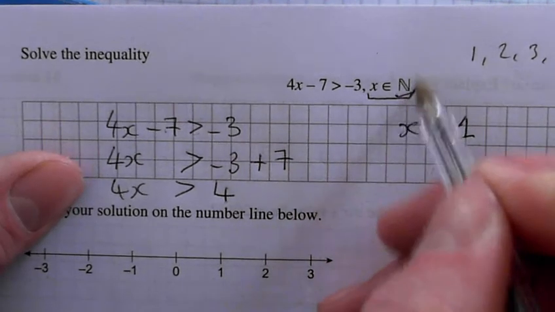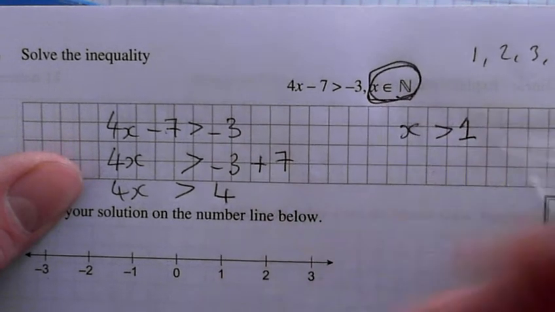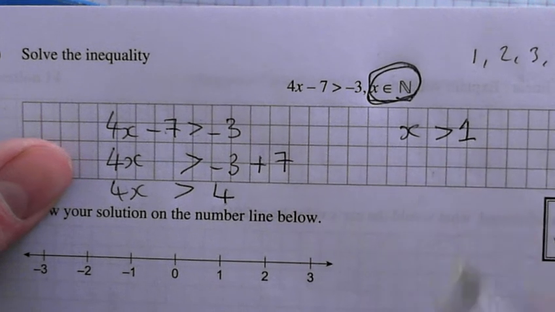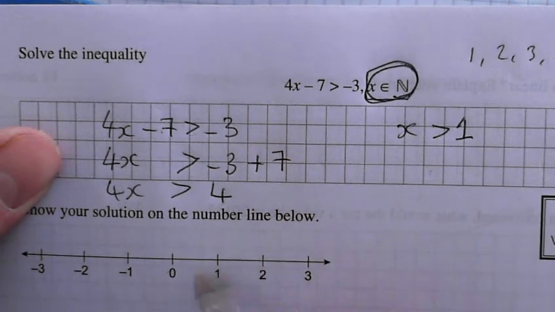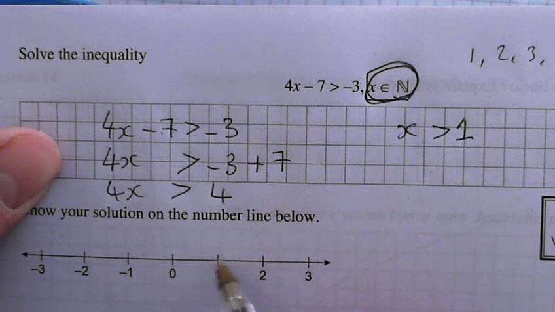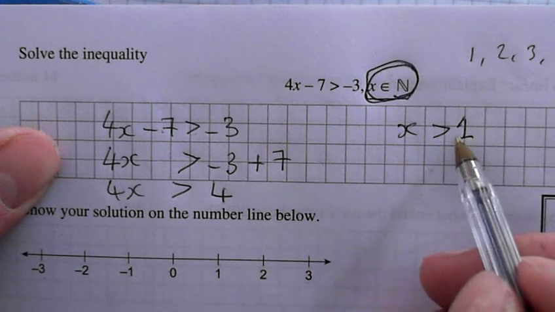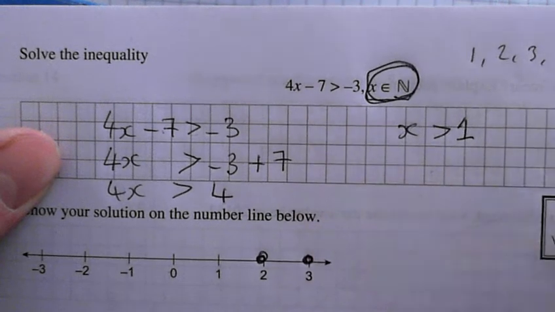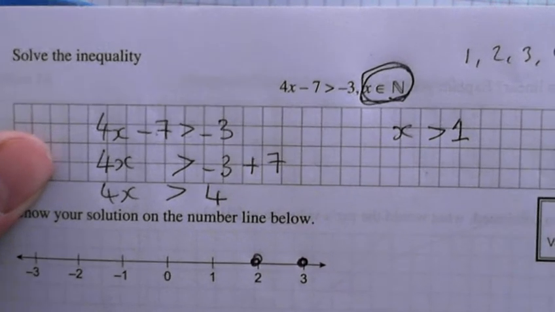Now, do you see the number line? We're going to put dots everywhere that x is greater than 1. There are my answers. Greater than 1, do we include 1? No. So 2 and 3 are the only answers that we can put in.